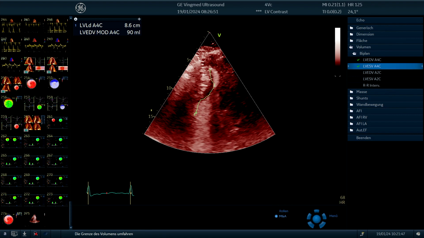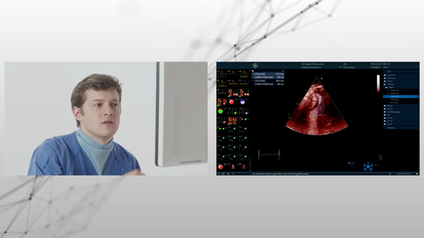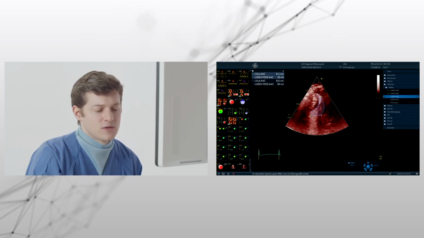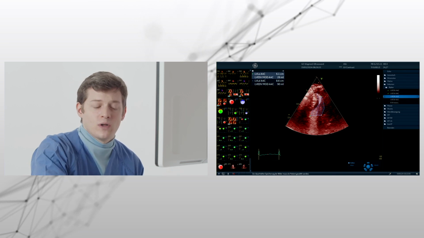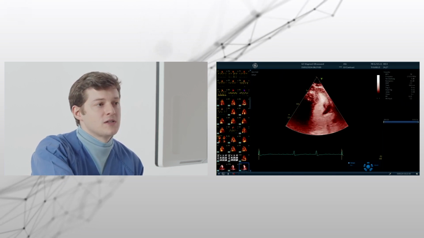So it's actually hard to measure, but with the contrast it is definitely easier. So I would definitely recommend to use contrast. Here we have problems with the measurement, so it's not that easy, but overall we do see it's a small left ventricular cavity. It's a very high normal left ventricular ejection fraction, which we actually want in this patient not to be below 50 because of his medication he's receiving.